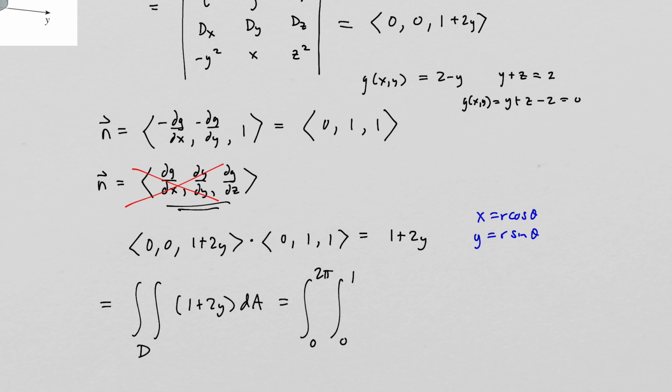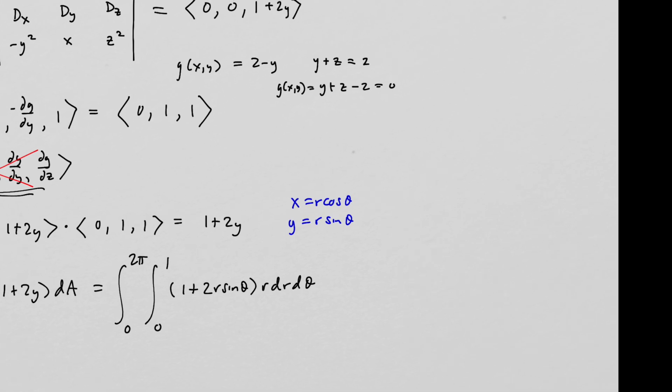R is going to go from 0 to 1. And we have 1 plus 2 times y, which is r sine of theta, and then r dr d theta. And now we're going to go ahead and integrate with respect to r. So don't forget you have to multiply r here.